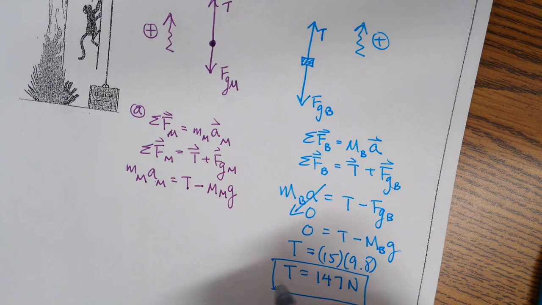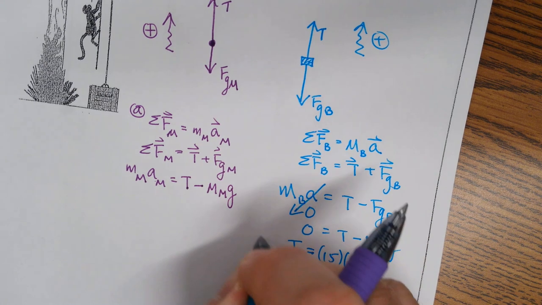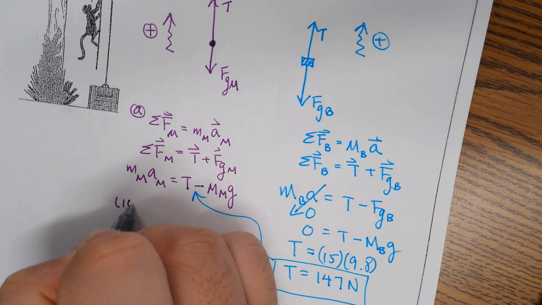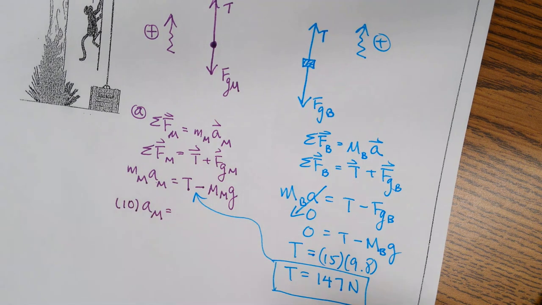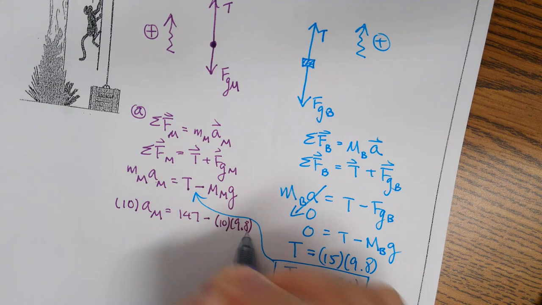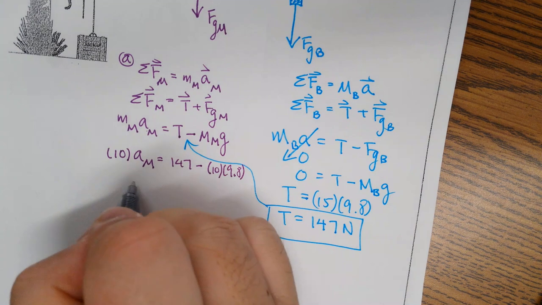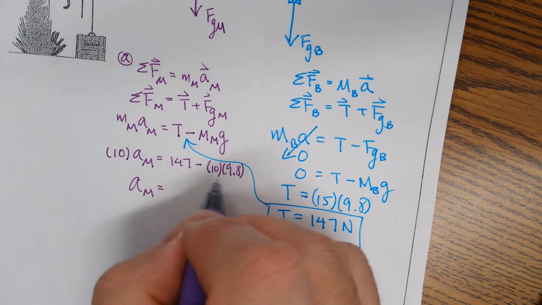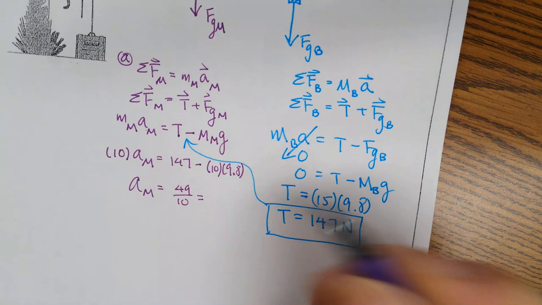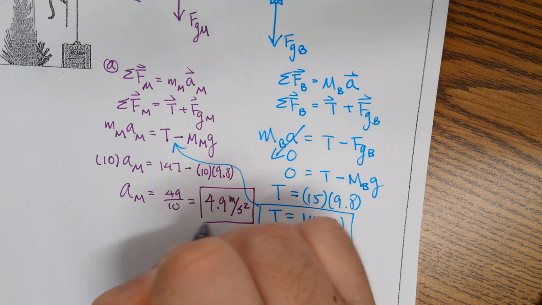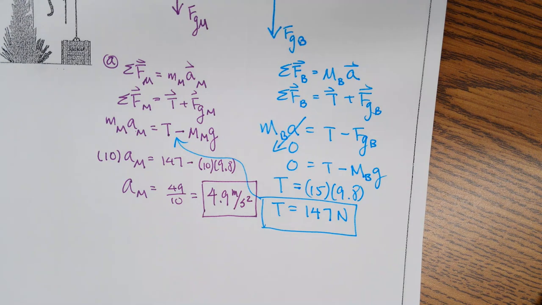Well, I can put this tension that we calculated into here. So the mass of the monkey is 10. The acceleration of the monkey is what we're looking for. Here I have 147 minus 10 times 9.8. Therefore, my acceleration for the monkey is equal to, this looks like, 49 over 10, which is 4.9 meters per second squared for the monkey. All right.